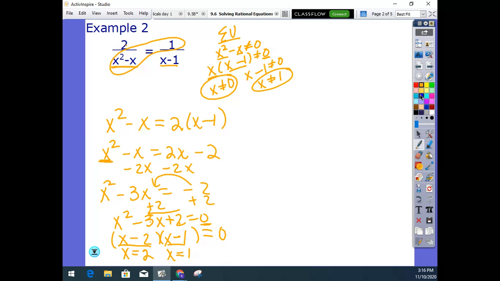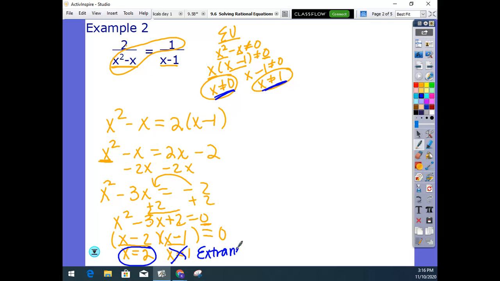All right, but let's look. What are the two numbers we can't use? 0 or 1. So I'm going to come down here and cross off the 1. The only number that I can use is 2. We call 1 an extraneous solution. It's a solution to this problem, but it doesn't work in my original problem.